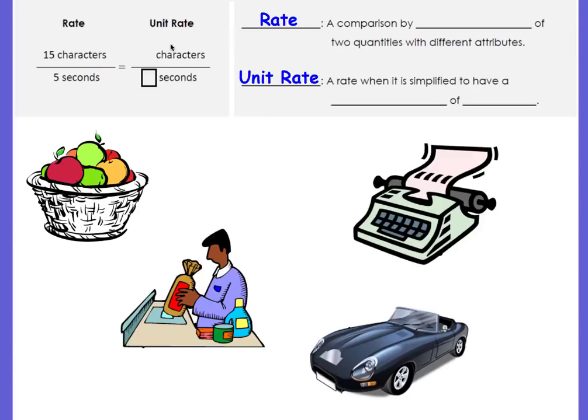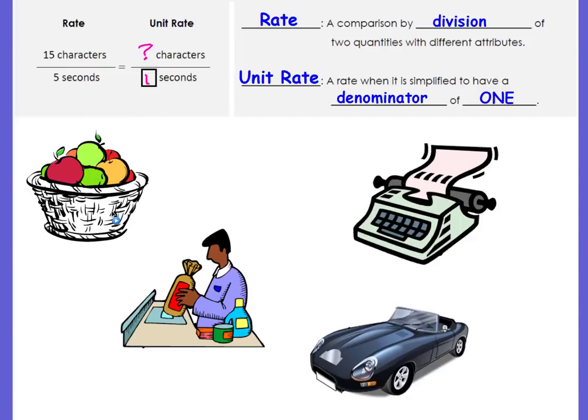Okay, what exactly is a rate? A rate is a comparison by division of two quantities with different attributes. In our example here, we have a rate of 15 characters in 5 seconds. With a ratio, the attributes were the same. When we were talking about the dogs and the cats, they were all animals. Here, characters and seconds are not the same. They're different attributes. And then a unit rate is a rate that, when simplified, has a denominator of 1. So a unit rate is when we want to know how many characters for 1 second.